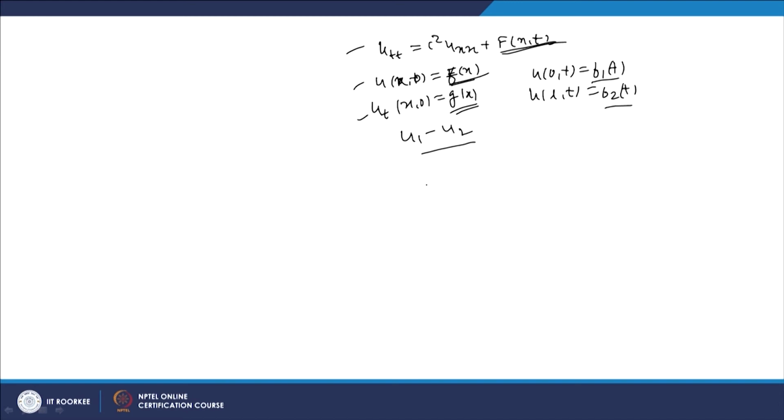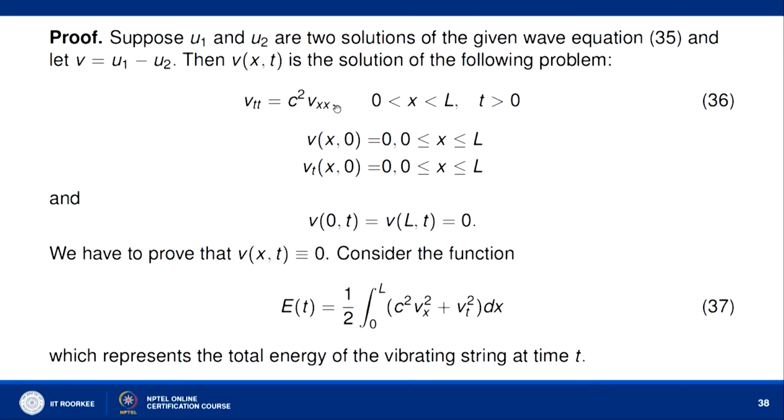So, the corresponding solution satisfied by u1 minus u2 will not have this part, this part, this part, and this part. It means that the difference u1 minus u2 will satisfy the homogeneous problem vtt equal to c square vxx and the homogeneous initial and boundary conditions. Now, we want to show that here v(x,t) is identically equal to 0, and to prove that, we consider the function E(t) equal to 1 by 2 integral from 0 to l of c square vx square plus vt square dx.